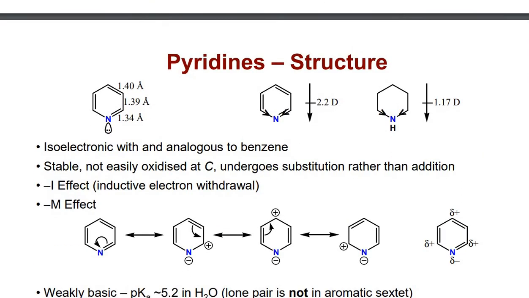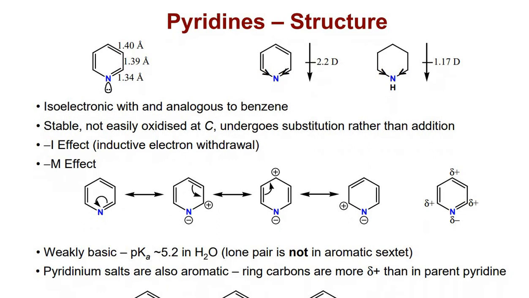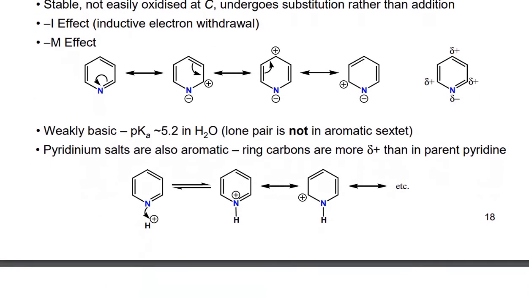See the pyridine structure and the directions of its dipole moment. It is isoelectronic with and analogous to benzene. Stable, not easily oxidized at carbon, it undergoes substitution rather than addition. Minus I effect, inductive electron withdrawal, and minus M effect, both work in the case of pyridine. Weakly basic, the lone pair is not in the aromatic state.